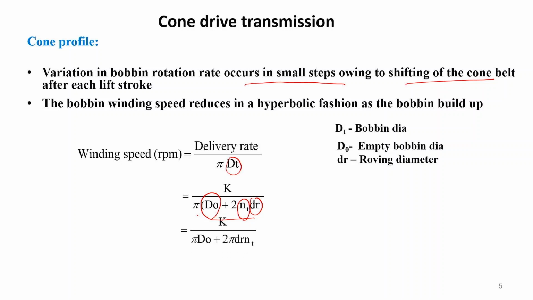So, k by pi d0 2 pi dr nt, and this is k by a. Here a is a constant, and 2 pi dr is constant if the bobbin roving diameter is assumed constant, and nt is the number of layers. So, the bobbin winding-on speed is changing with the number of layers.